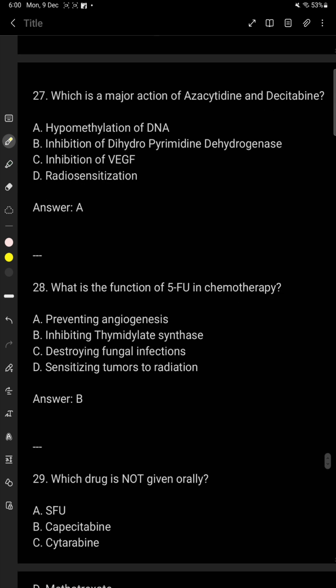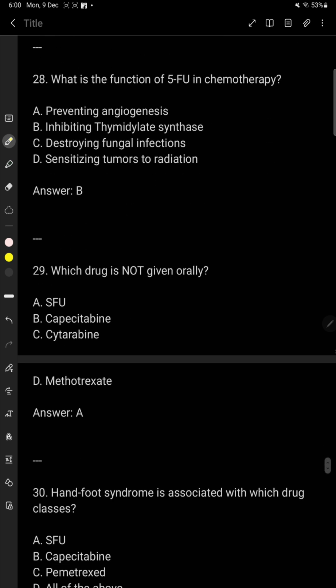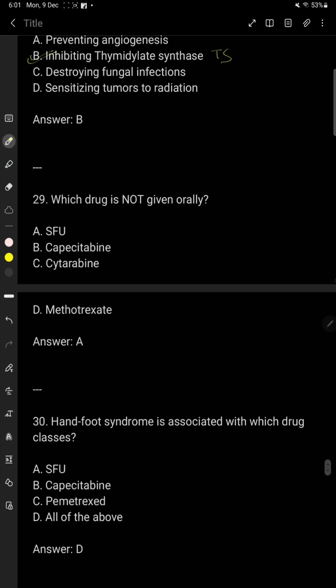What is the major action of azacitidine and decitabine? So azacitidine and decitabine are hypomethylating agents. They prevent methylation of DNA. What is the function of 5-fluorouracil in chemotherapy? So it inhibits thymidylate synthase.